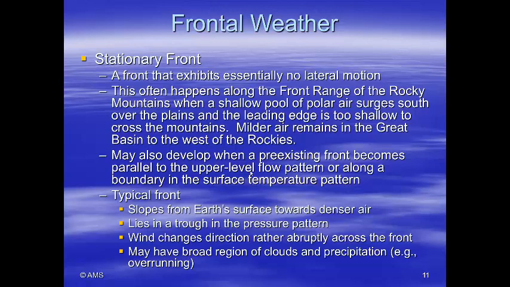So for example, we could have a cold front that's oriented north-south, and on one side of the front we have a north wind, and on the other side of the front we have a south wind. So the north wind provides the cold air for the cold side of the front, and the southerly winds provide the warm air for the warm side of the front. There may also be a broad region of clouds and precipitation.